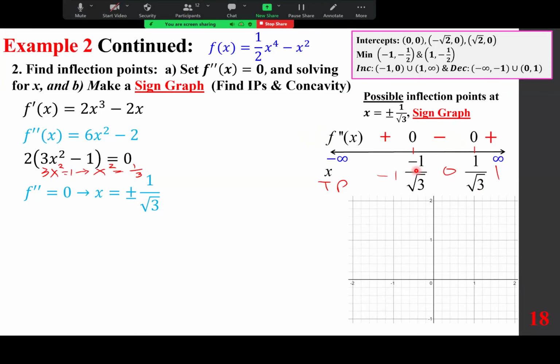The function is concave. This is negative. It's concave down here from -1 over square root of 3 to 1 over square root of 3. And it's concave up otherwise, meaning from -infinity to -1 over square root of 3 union 1 over square root of 3 to infinity.